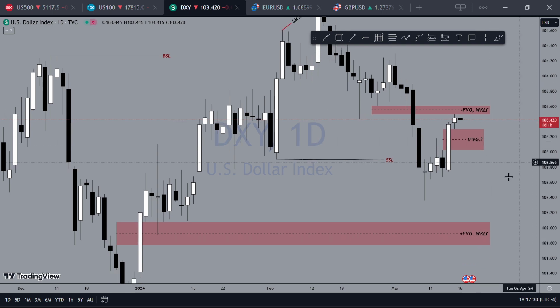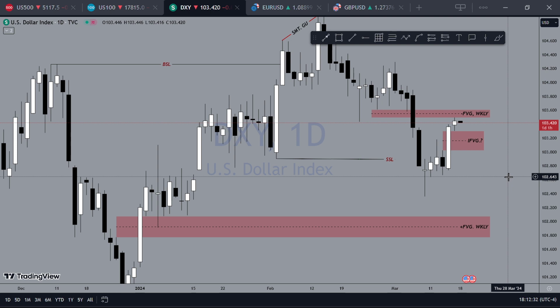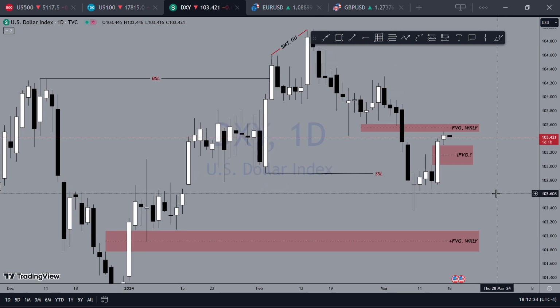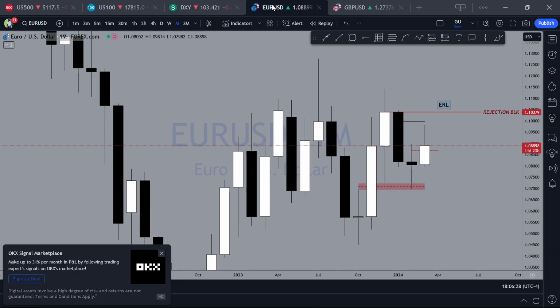So now the bias is clear. We know that price is likely going to deliver to the downside on the DXY. So we are going to expect the opposite thing on the EURUSD. So we're looking for what? Buys on the EU. So let's check the euro dollar.